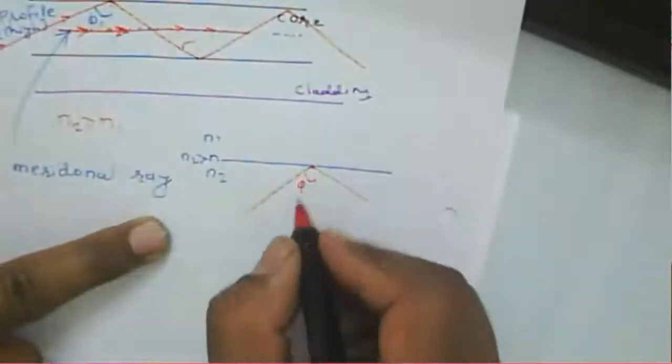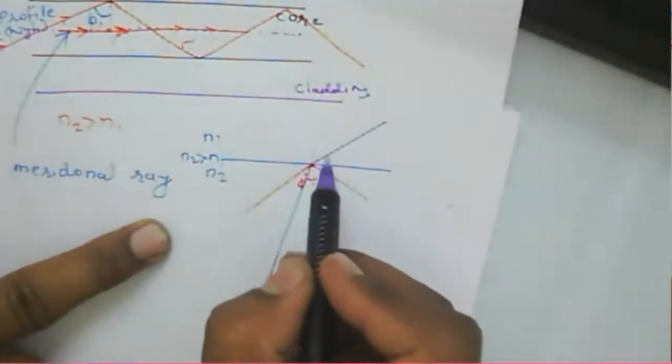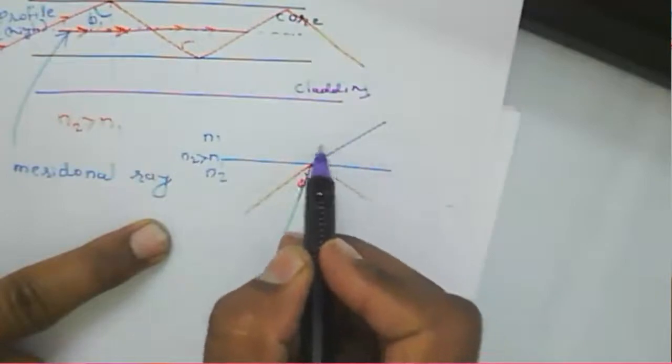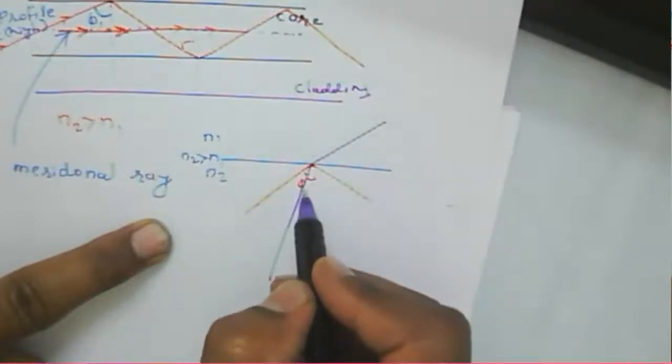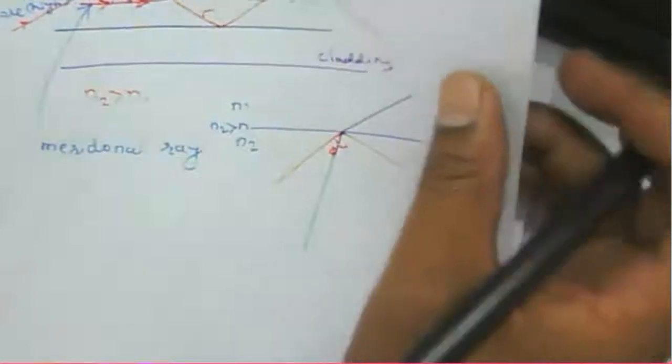Now the same thing we are learning. If that angle is less than the critical angle, then in that case it will be refracted through this particular medium. Now the same principle we will study inside the fiber, that is, how light is launched inside the optical fiber. Means launching of light inside the optical fiber.